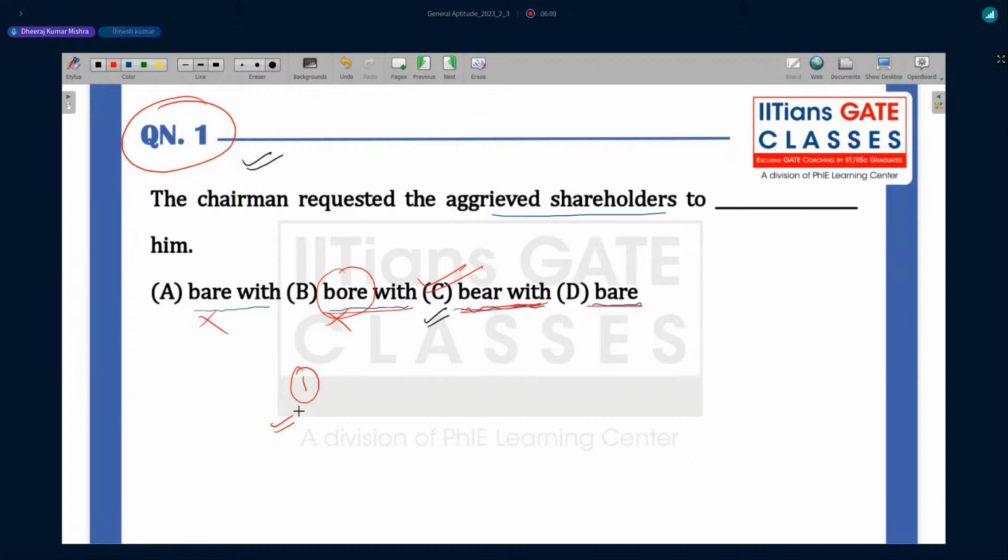One minute. So I think bear with is the right answer, because bear with means be patient with me. You should not go for bare, right? Bare is not the right one.